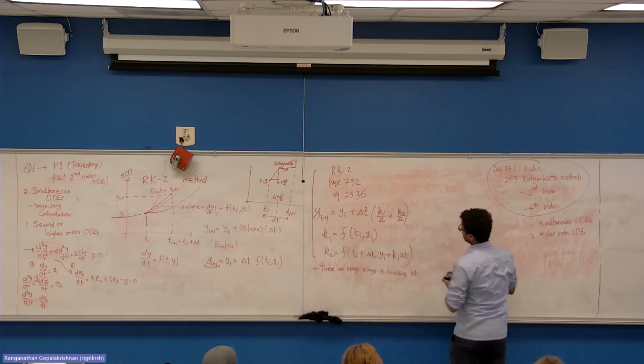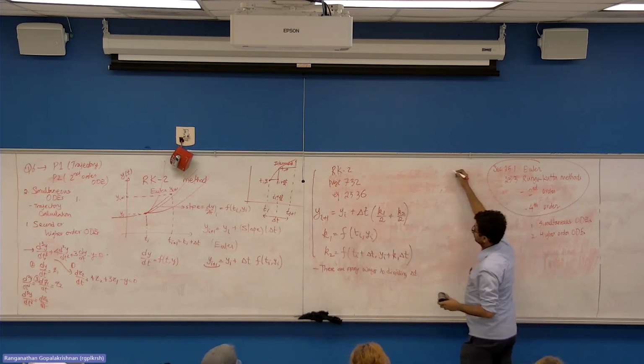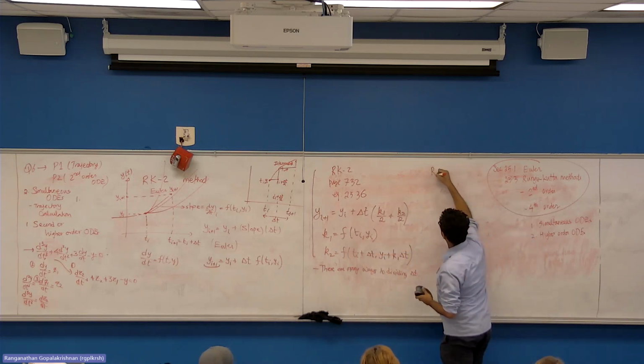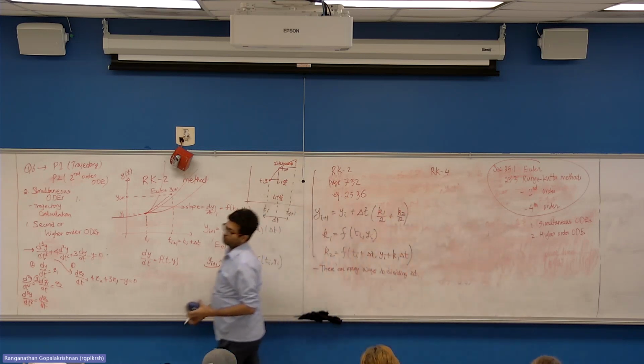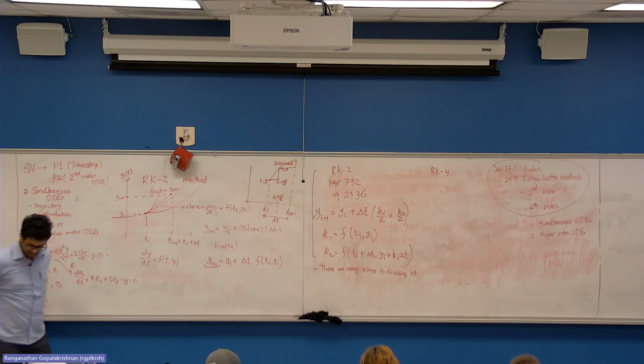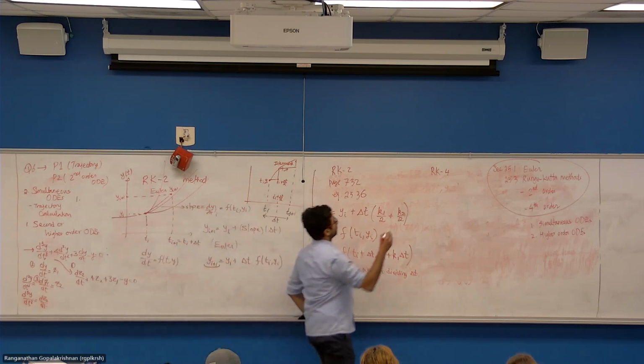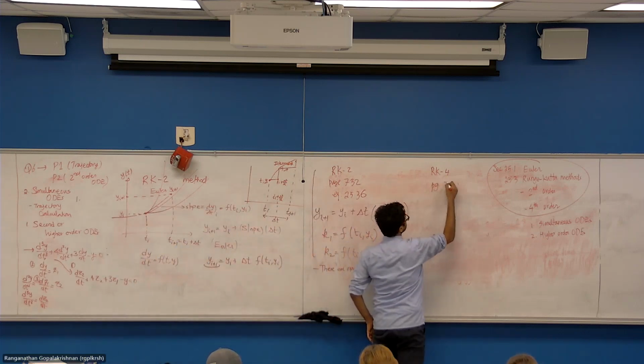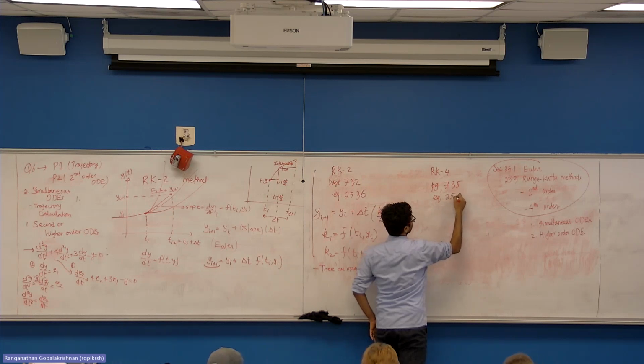So this is one of the methods, RK2, and then we'll also use RK4, which is obviously a more complicated formula, which is given in page 735, equation 25.40.